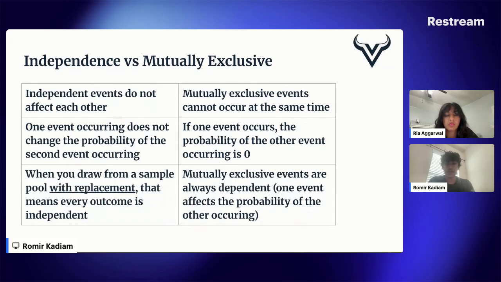For independent events, when you draw from a sample pool with replacement, that means that every outcome is independent. While for mutually exclusive events, they're dependent. So one event always affects the probability of the other occurring.